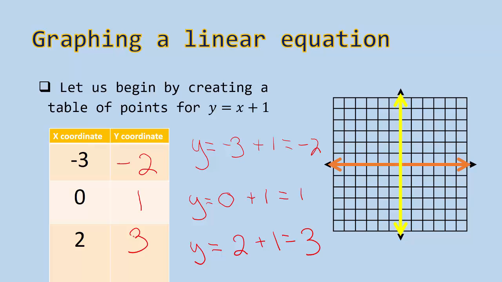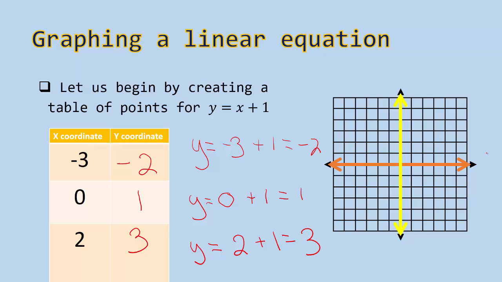Now our job is to plot these 3 points on our grid. Now we know that it only takes 2 points to make a line, but to be on the safe side, I've gone ahead and picked 3 points because that third point will be a check. If they don't all line up, then I made a mistake somewhere.